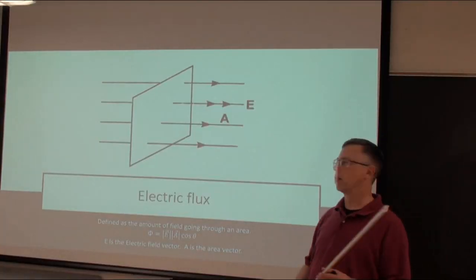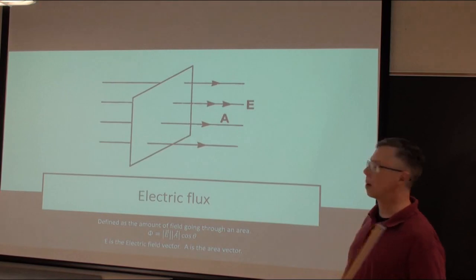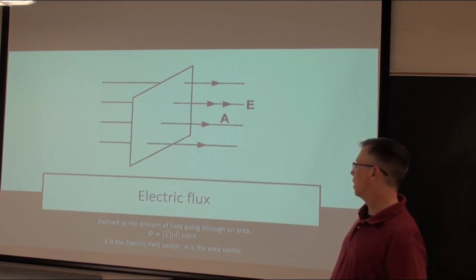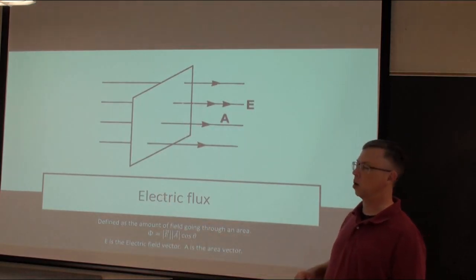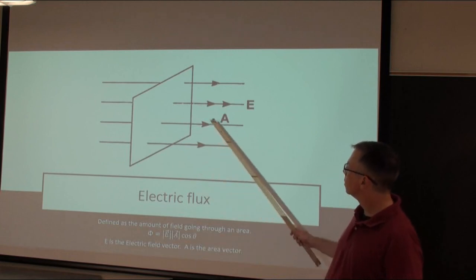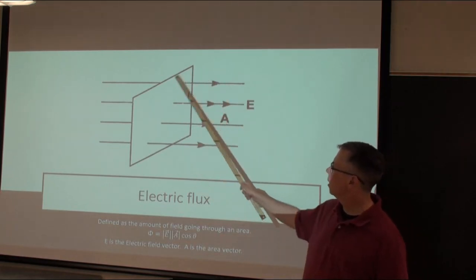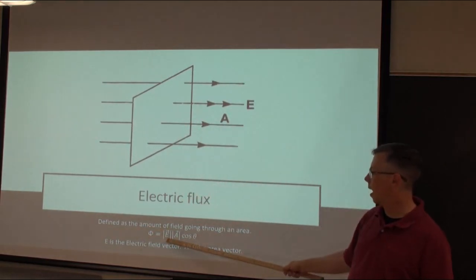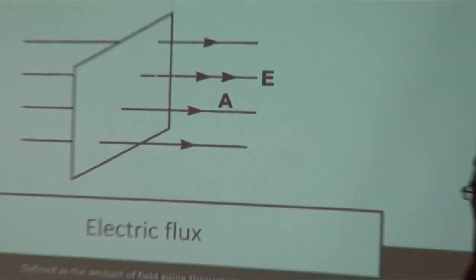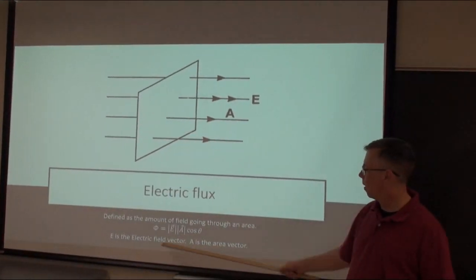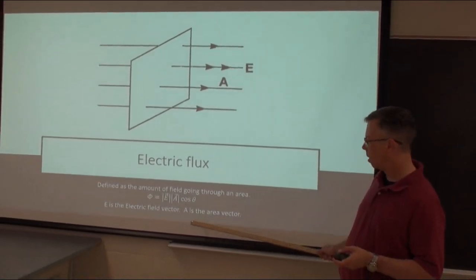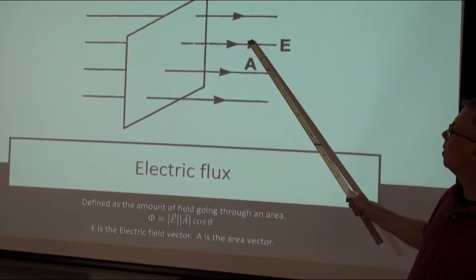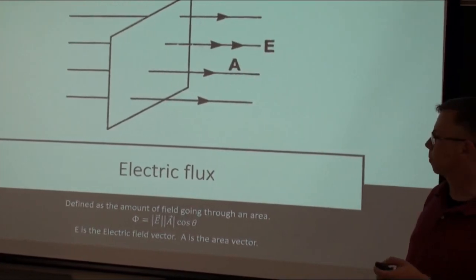Okay, for the last part of our little lecture here, we're going to talk about electric flux. Electric flux is probably what this lab is mostly about. It's defined as the amount of field that goes through a specific area. So here we have our field lines, and here we have an area. You see the lines passing through that area. Our flux is defined as EA cosine theta, where E is the electric field vector, A is the area vector, and theta is the angle between the electric field and the area vectors.